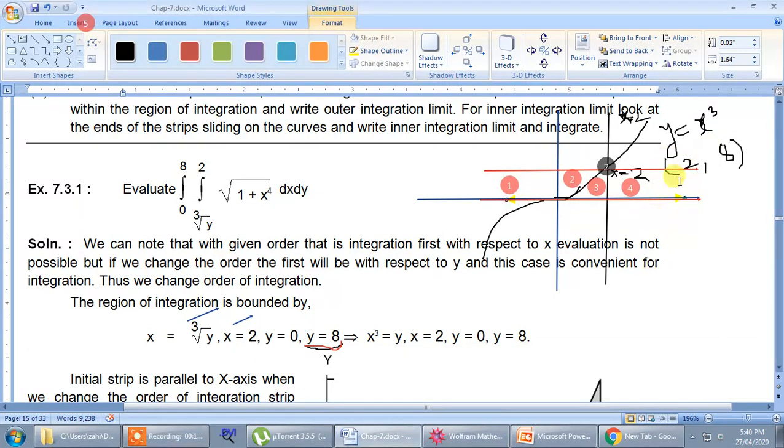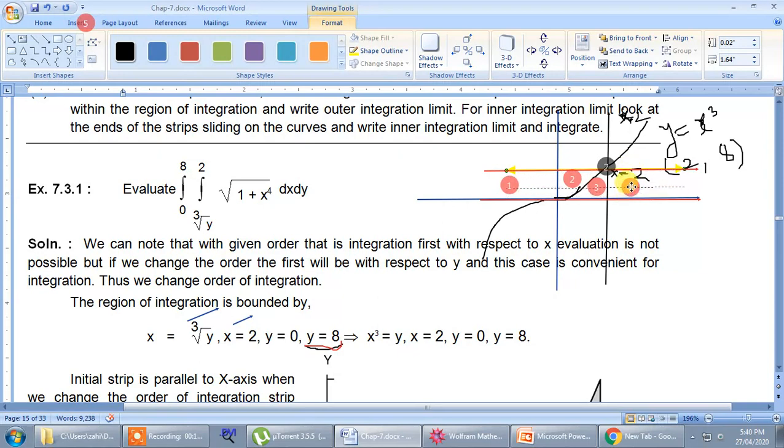So I am going to move the yellow strip now. See, the yellow strip is moving. See how it is moving from bottom to top. So this is the initial position, and it is moving in the upward direction. Its starting position is y equal to 0, and its ending position is y equal to 8, not y equal to 1. y equal to 0 is here, and y equal to 8 is here. So it is moving from bottom to top.